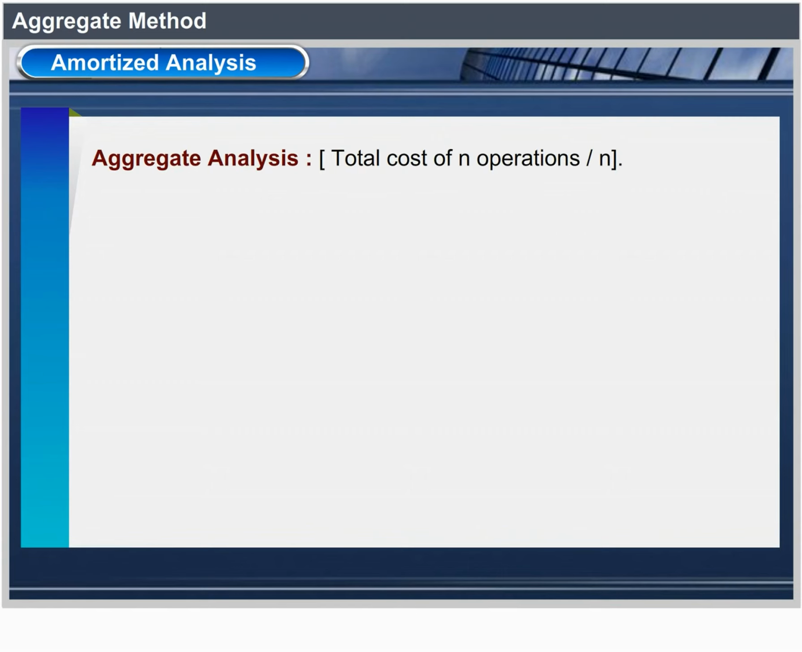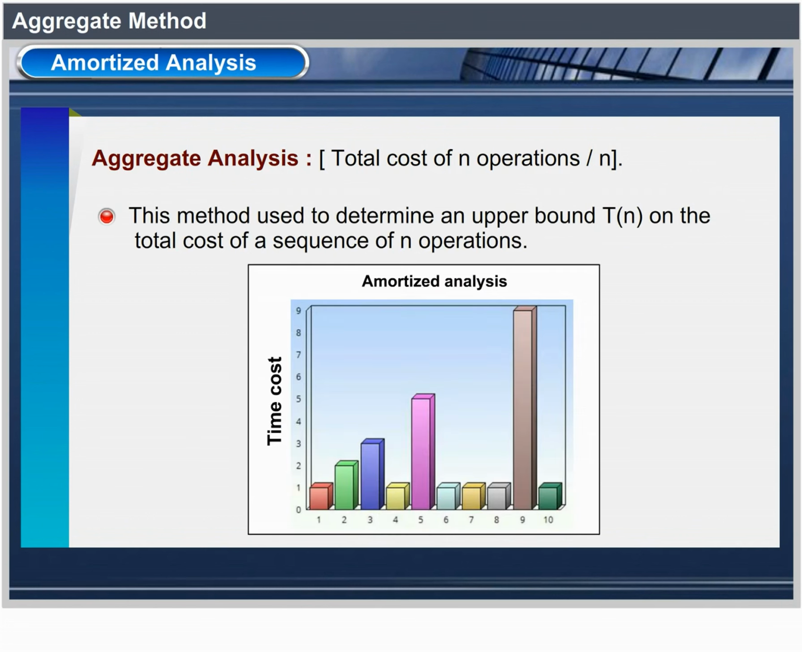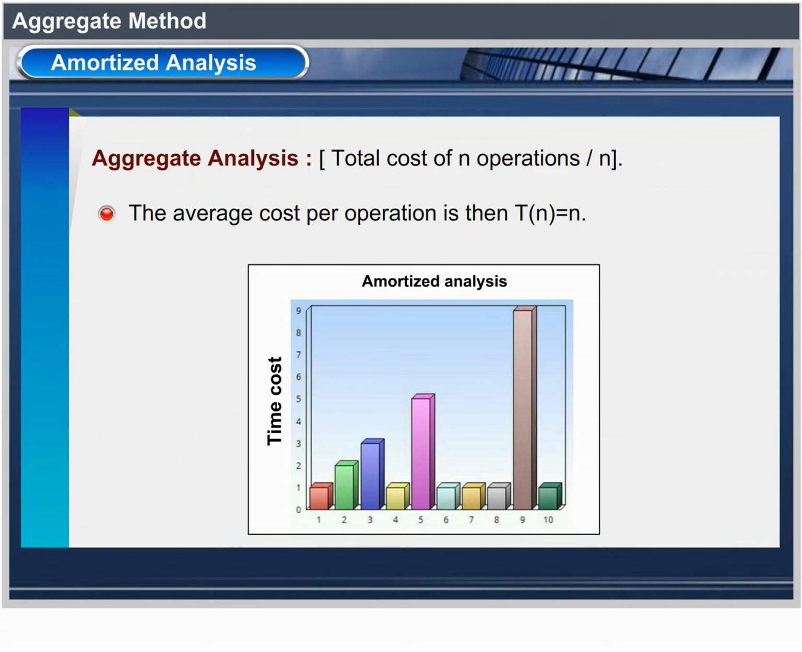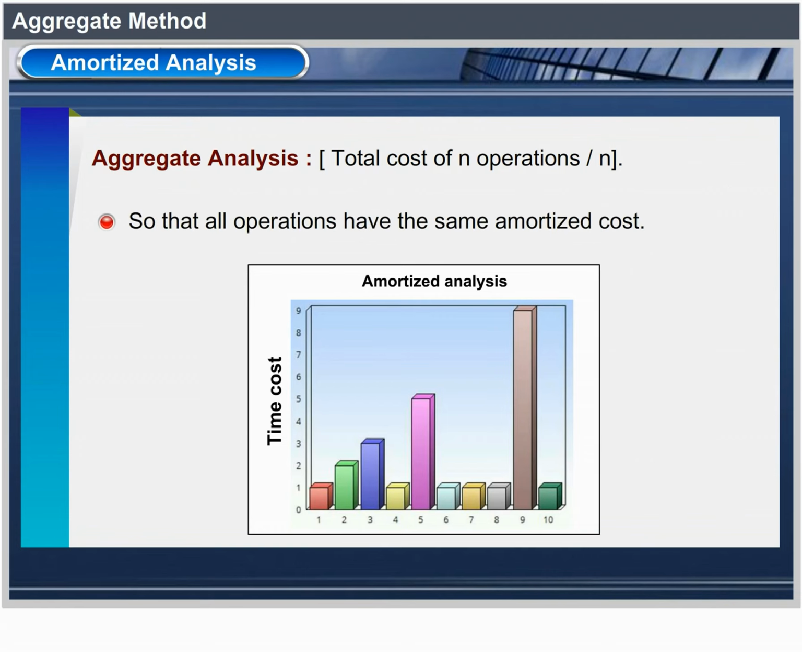Aggregate analysis. Total cost of n operations divided by n. This method is used to determine an upper bound T(n) on the total cost of a sequence of n operations. The average cost per operation is then T(n)/n, so that all operations have the same amortized cost.